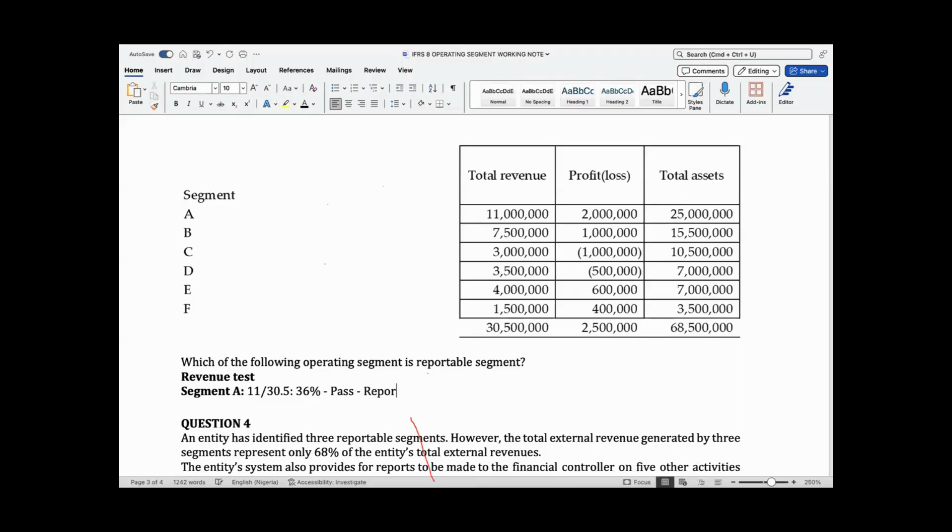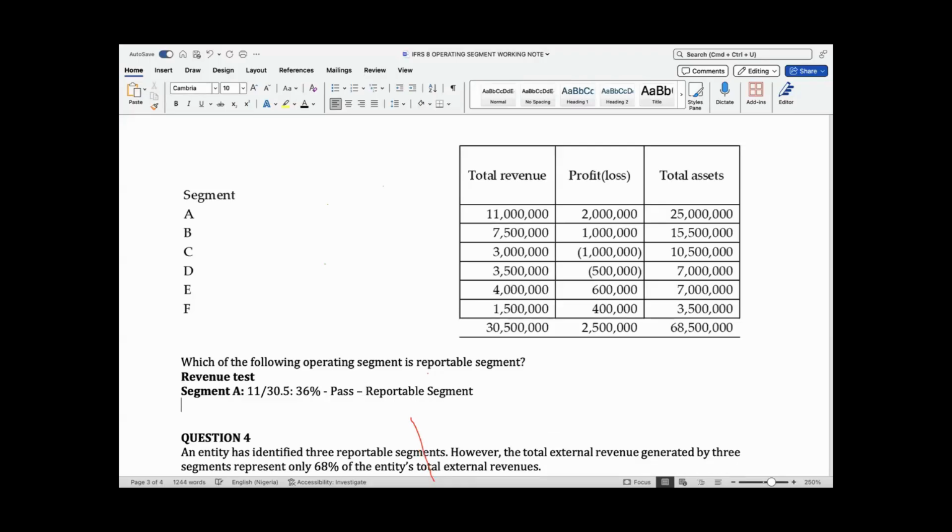This one automatically is a reportable segment. You just need to pass one. So I don't need to check the asset test for this segment anymore, because segment A has passed the revenue test. So it's a reportable segment. So let me do the asset test for segment B.